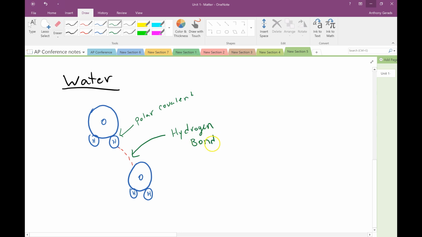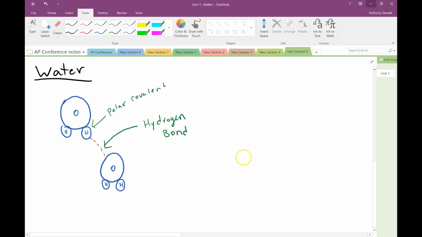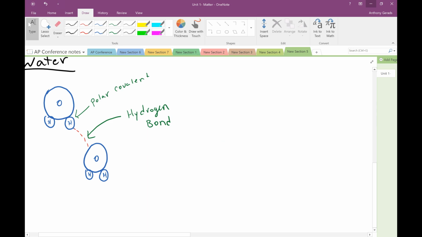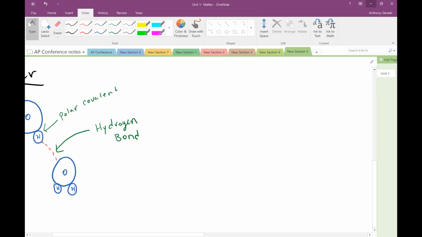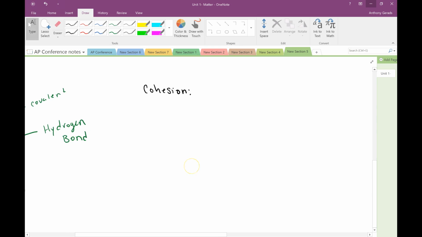Yep. And this hydrogen bond causes water to behave pretty differently. And so water's got a couple different behaviors due to polarity. The first thing with water and its polarity is called cohesion. And that means water sticks to what? Water. With cohesion, water sticking to water. Due to polarity.